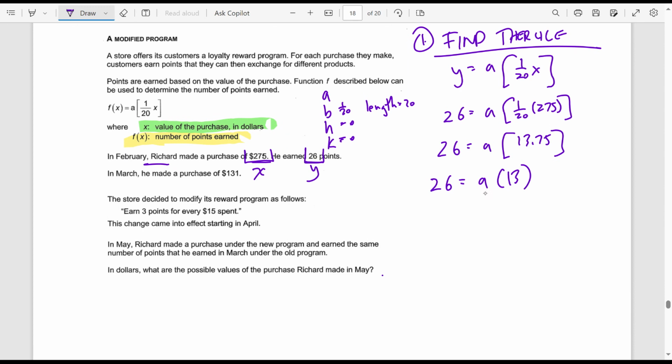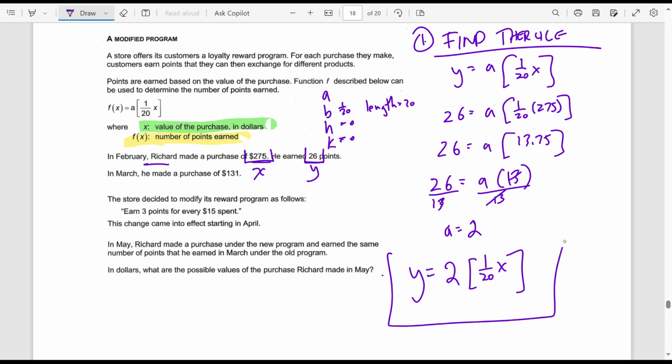So now we're just solving for A. Divide by 13, divide by 13. A is equal to 2. So now I know that my step height is 2. I now also know that my rule is 2 times the bracket of 1 over 20 x, and I can use that for anything else I want because I have the rule. Once I've used an X, Y coordinate, I'm not going to use it again. It's done. Cross them out. We've utilized it for its purpose.